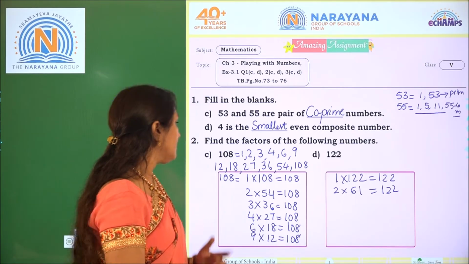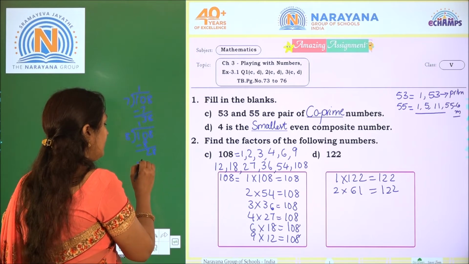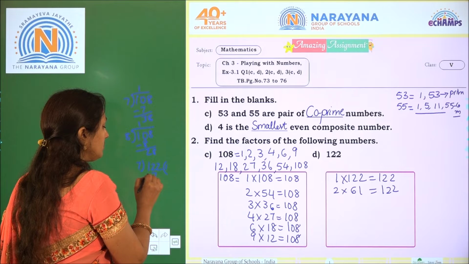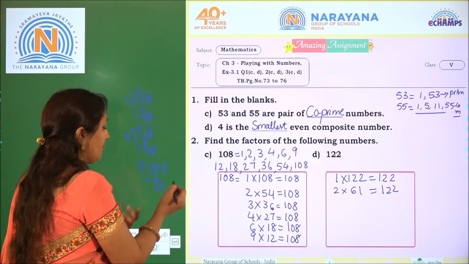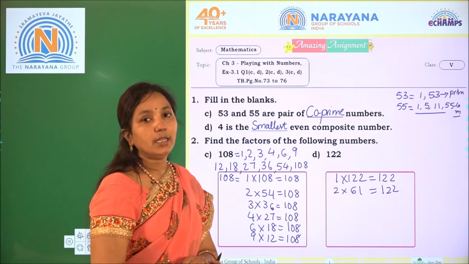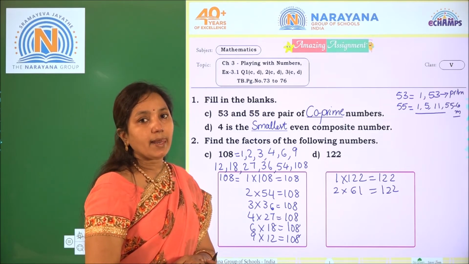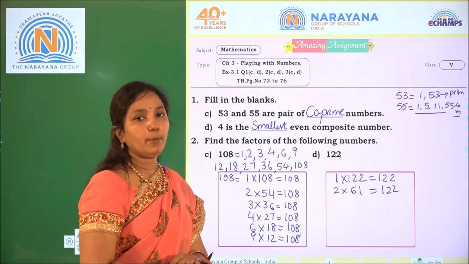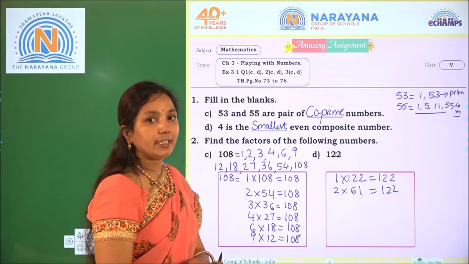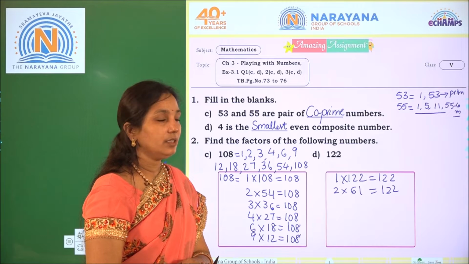Does 7 divide? You can check: 1 time 7, then 52. 52 is not there in the 7 table. Now coming to the 8 table, does it divide? Check it. No, the 8 table also does not divide. Coming to the 9 table, no. Coming to the 10 table, no.